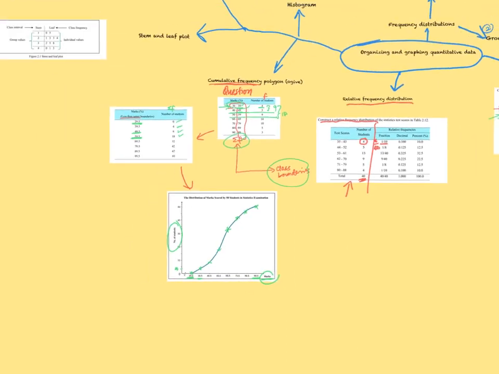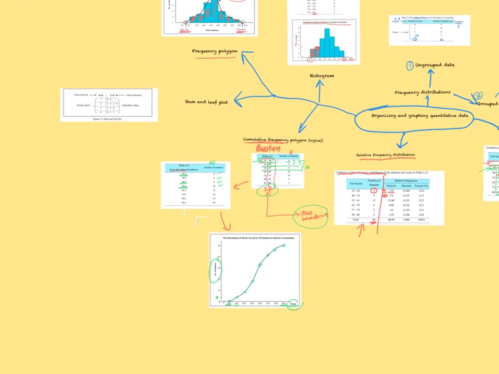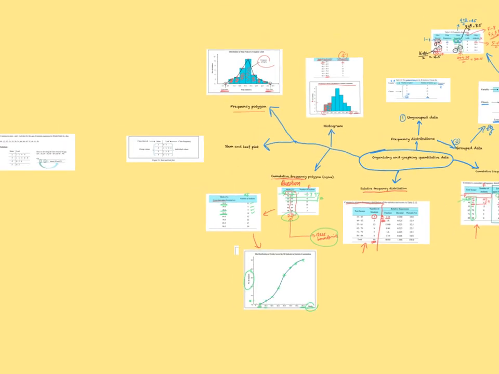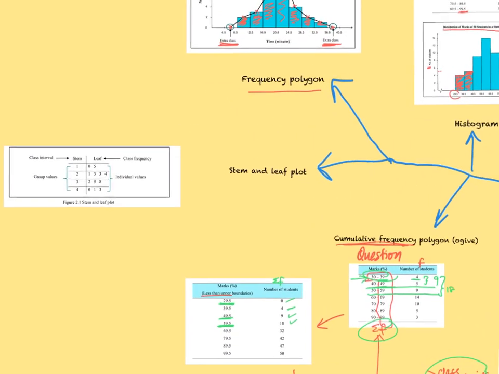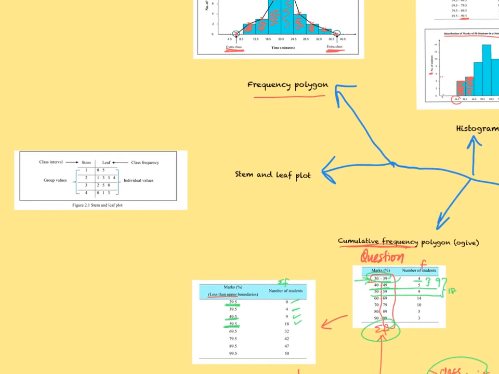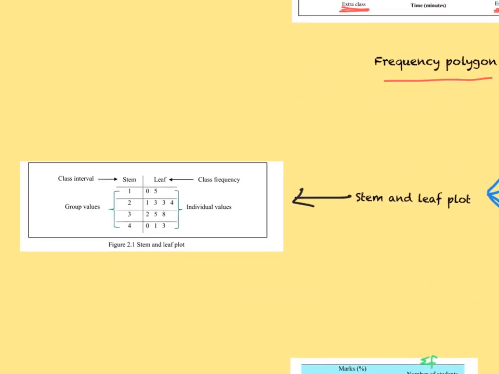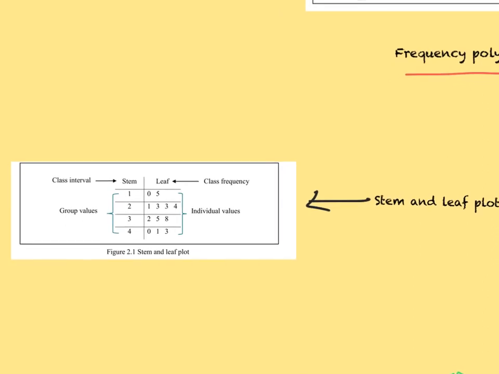I hope you understand everything, because this is the last one we have here. The last one for today is stem and leaf plot. This is the simplest topic we have, stem and leaf. This is the example of stem and leaf in figure 2.1. We only have two divisions here, stem and leaf.